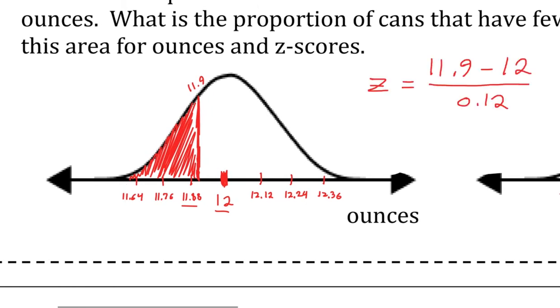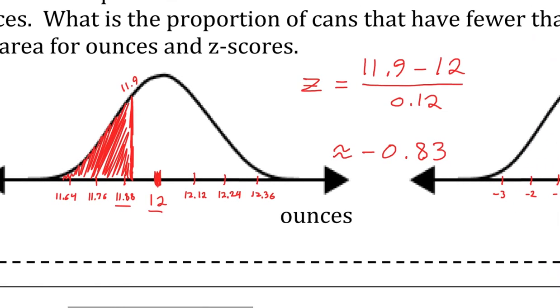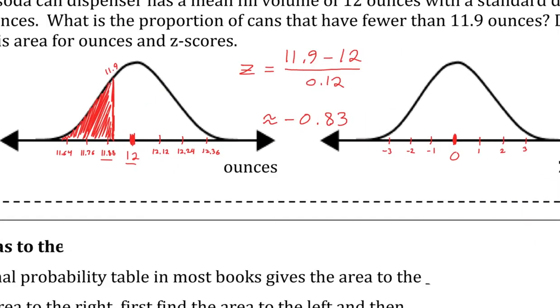If I were to standardize this, I would do so by calculating the z-score for 11.9. The z-score can be found by taking 11.9, subtracting away the mean of 12, and dividing by the standard deviation of 0.12, resulting in a z-score of negative 0.83 approximately. If I then graph this z-score on the second curve on the right, I would find negative 0.83 between the mean of 0 and the standard deviation of negative 1, a little bit closer to negative 1, so I probably graph negative 0.83 around here.